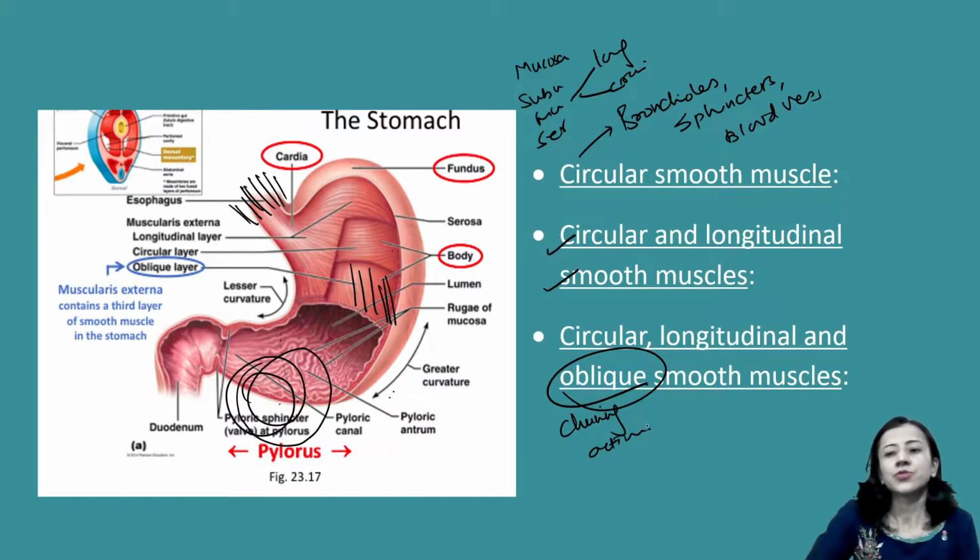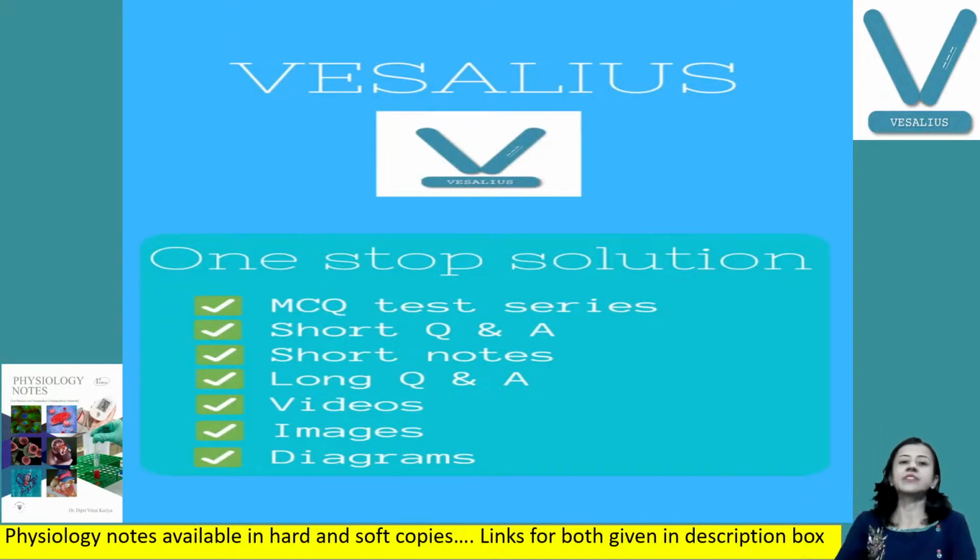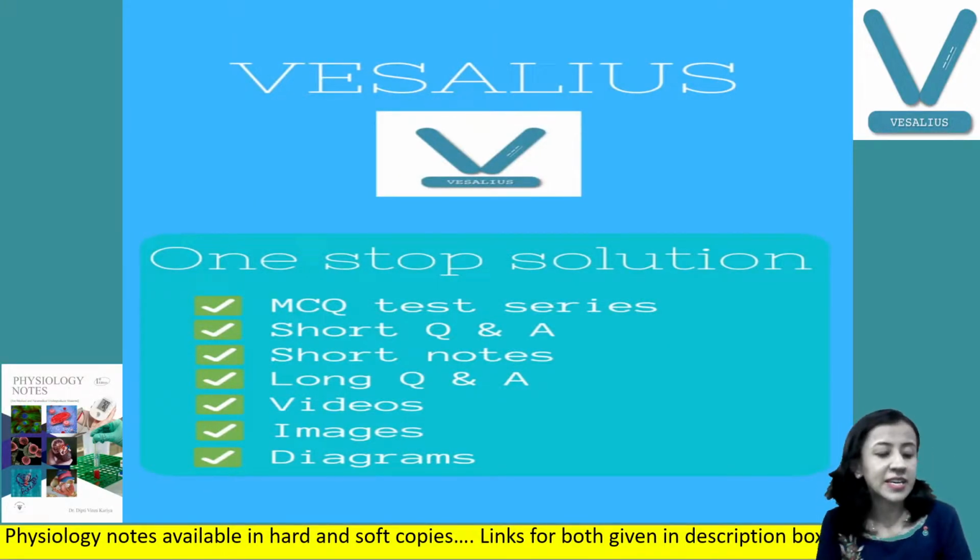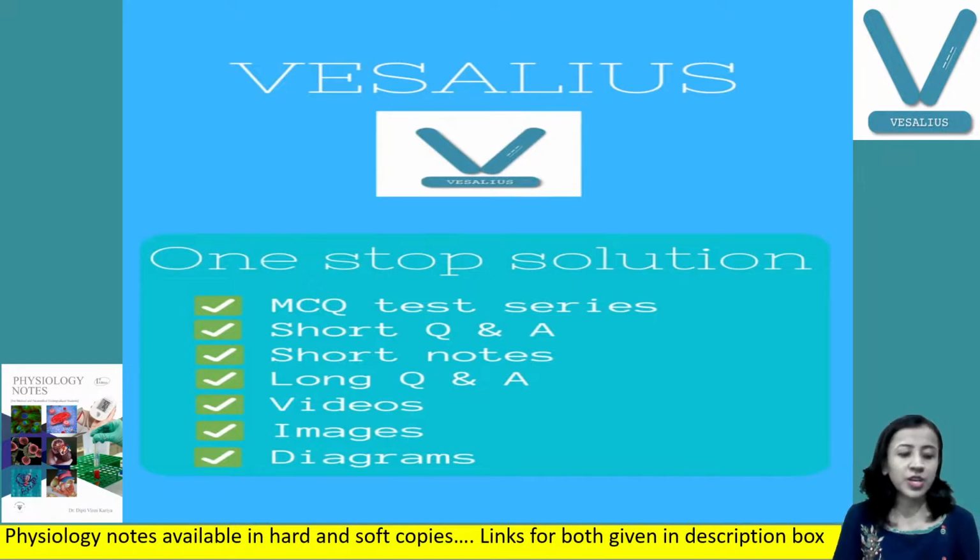Fine. So this is about the general introductory part of the smooth muscle. Okay, in the next class we will discuss smooth muscle contraction and other characteristics of smooth muscle. Okay, so after completing smooth muscle, our muscle physiology is getting completed. Then we will start with the cardiac muscle and cardiovascular system.